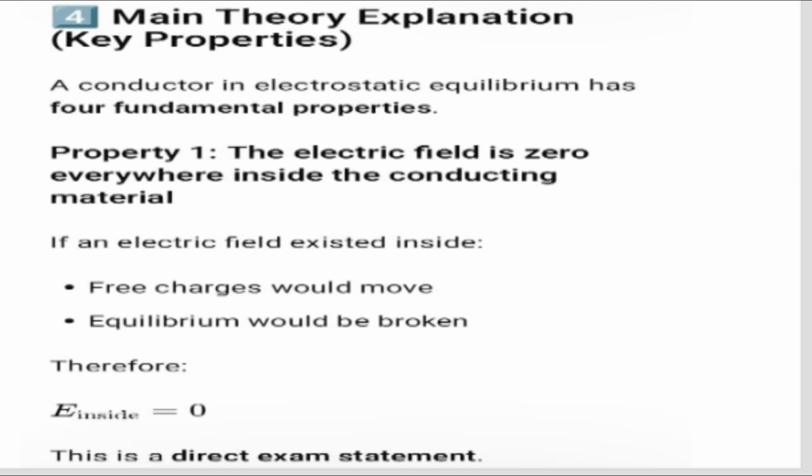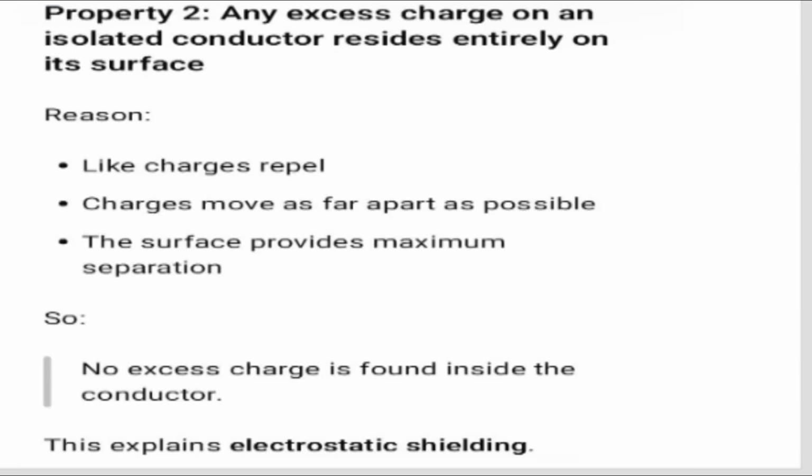If an electric field existed inside, free charges would move and equilibrium would be broken. But the electric field inside is 0, and this is a direct exam statement. The second property is that any excess charge on an isolated conductor resides entirely on its surface.